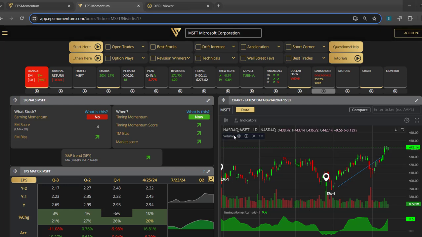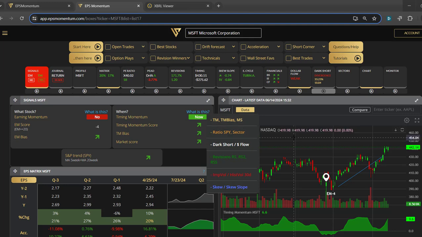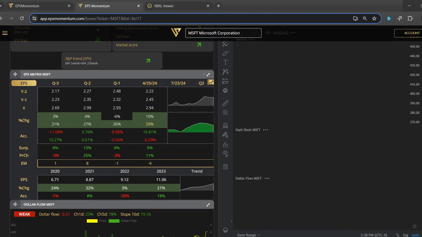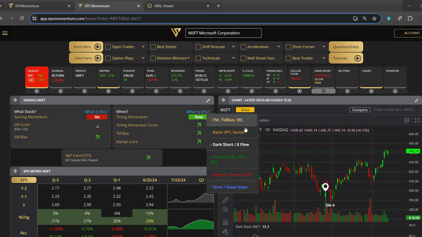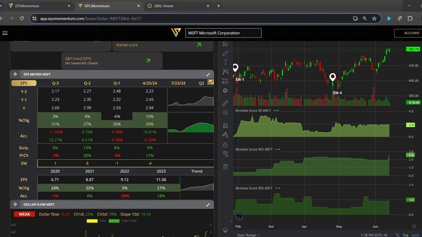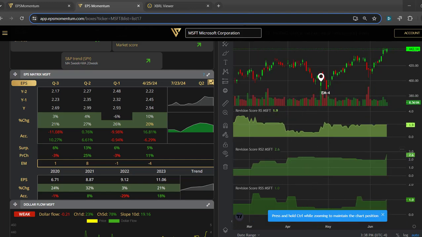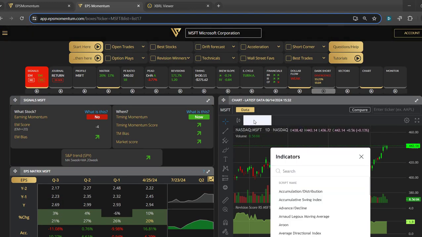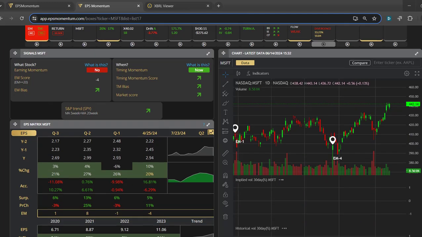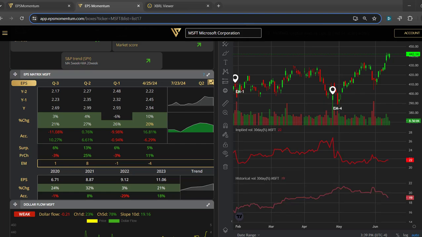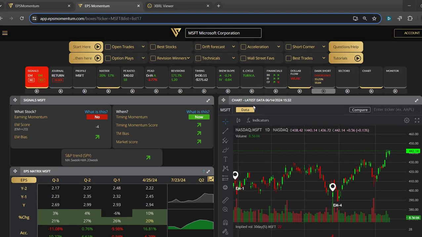That's pretty important. Next thing is it can look at different data sets. So instead of these indicators, I can look at, for example, the dark short or the money flow. And here they are. Or I can look at the revisions, earning per share and sales from different sources. And I can go back in history. Or I can click on there and look at implied vol, 30 days, or historical vol. So really different data sets that you can bring in.